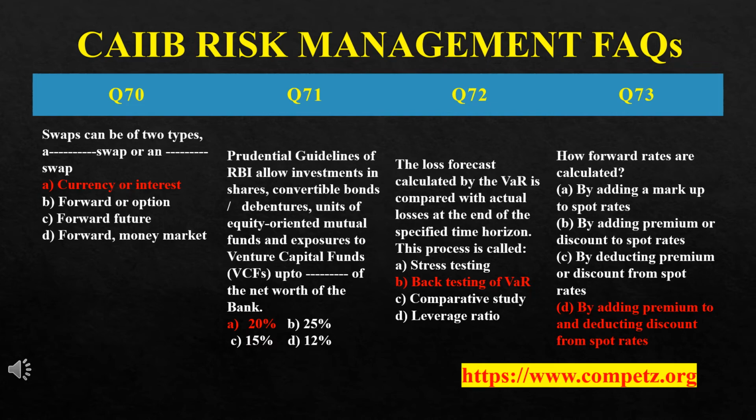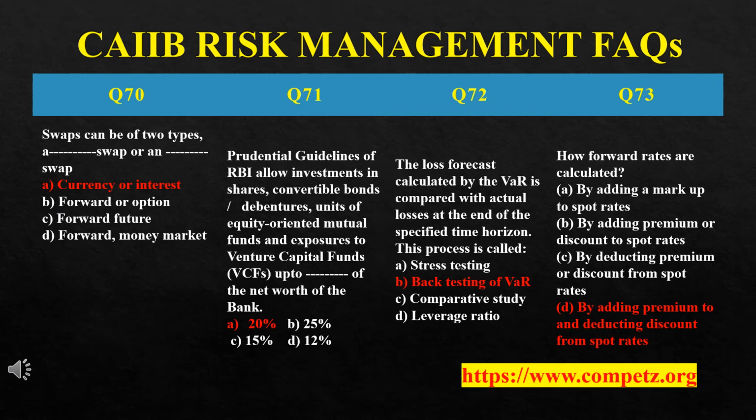Now see the second blank, interest. As I said, an interest rate swap. Swap means exchange. It is an agreement between 2 counterparties in which one stream of future interest payments is exchanged for another based on a specified principal amount. Okay, I hope you are getting my point.